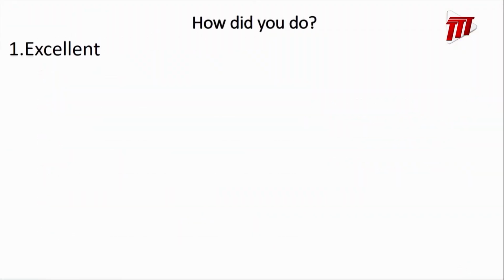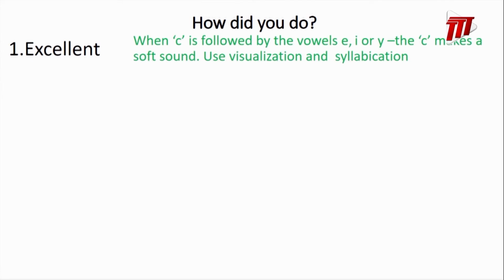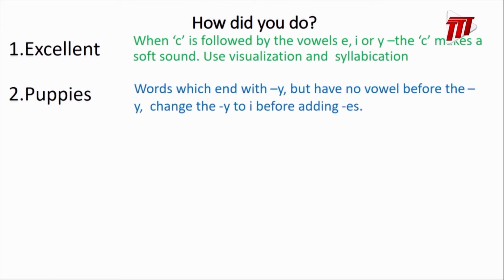Excellent, E-X-C-E-L-L-E-N-T. Remember, C is followed by vowels E-I-O-Y. The C makes a soft sound, so you have to remember the rule and remember how to spell the word. You can figure out a way to remember it too, looking at the word and breaking it up. All right? Puppies, P-U-P-P-I-E-S, words which end with Y, have no vowel before the Y. We change the Y to I before adding E-S.